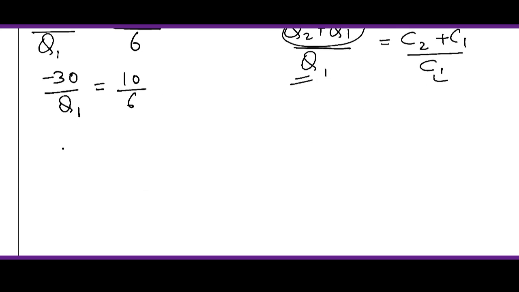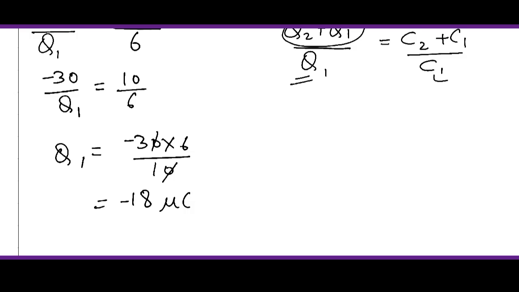So Q1 will be minus 30 into 6 divided by 10. So here the 0s cancel out, so it will be 18. Okay, minus 18 microcoulomb.